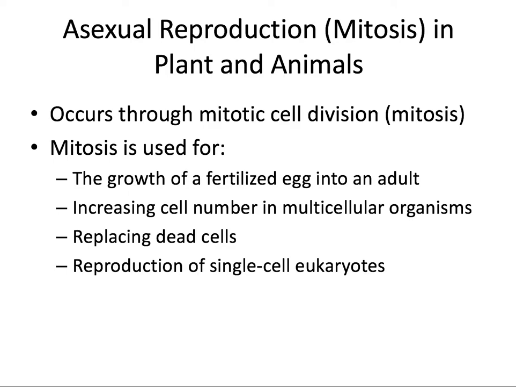Okay, so asexual reproduction in plants and animals, and really in eukaryotes, happens through mitotic cell division known as mitosis. Now, this is used to grow a fertilized egg into an adult, to increase the number of cells in a multicellular organism. It's also used to replace dead cells, and to help reproduce single-cell eukaryotes. Okay, so how about humans? When do we use this mitosis? When would we use asexual reproduction?